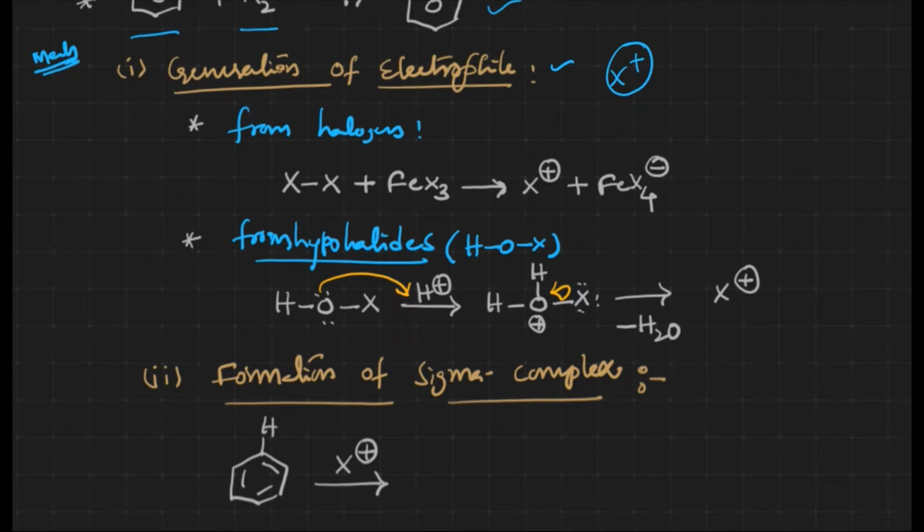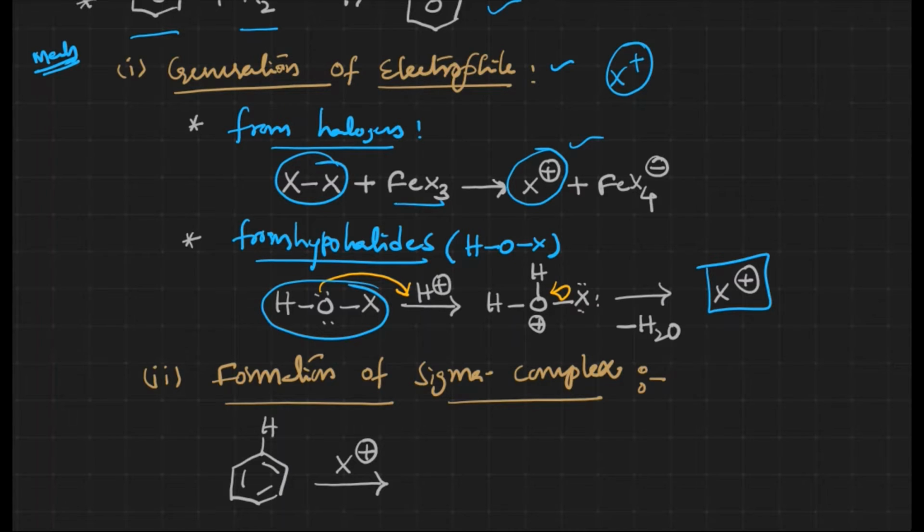We can generate the halonium ion from two reagents: from halogens and from hypohalides. Halogens with a Lewis acid lead to generation of the halonium ion. With a hypohalide in the presence of dilute acid, formation of the halonium ion also takes place. In these two ways we can generate the halonium ion, the electrophile, for the reaction.